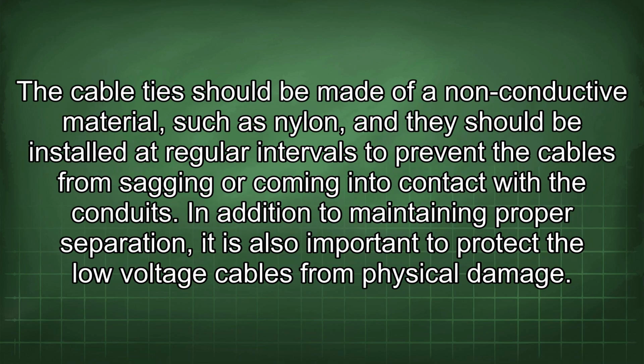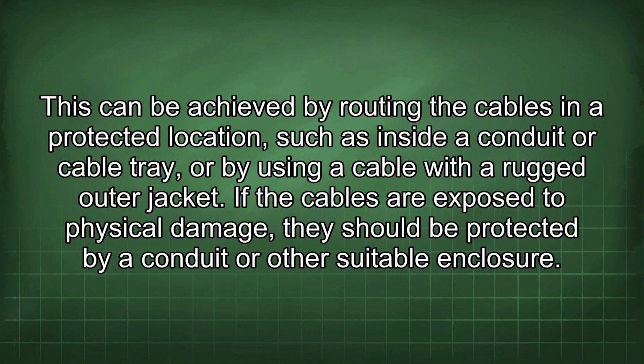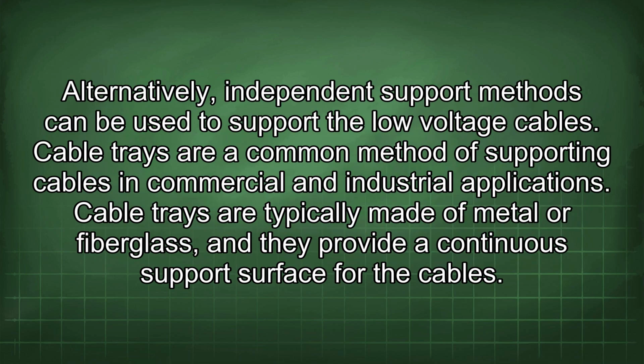The cable ties should be made of a non-conductive material, such as nylon, and they should be installed at regular intervals to prevent the cables from sagging or coming into contact with the conduits. In addition to maintaining proper separation, it is also important to protect the low voltage cables from physical damage. This can be achieved by routing the cables in a protected location, such as inside a conduit or cable tray, or by using a cable with a rugged outer jacket. If the cables are exposed to physical damage, they should be protected by a conduit or other suitable enclosure. Alternatively, independent support methods can be used to support the low voltage cables.